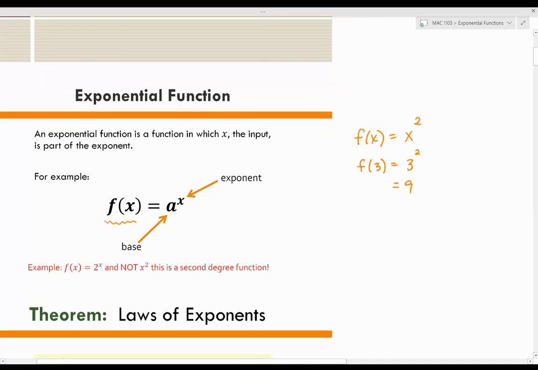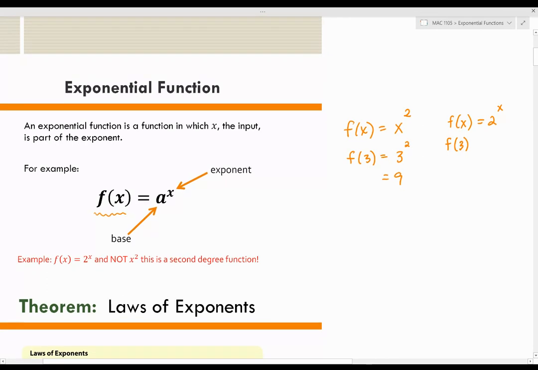Now, what we're looking at now are exponential functions. So instead of having something like f of x equals x squared, we would have f of x equals 2 to the x power. So now the 2 is in the position of the base, but x is in the position of the exponent. If I were to do that same calculation, f of 3, 3 would not go where the base is. It would go where the exponent is because that's where our variable is. So we would have 2 to the third power, which would give us an answer of 8.